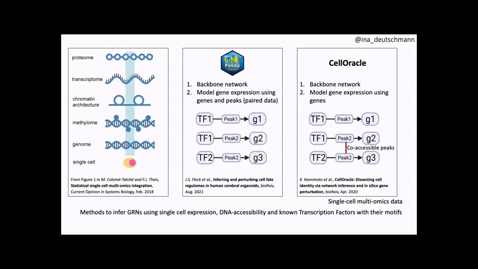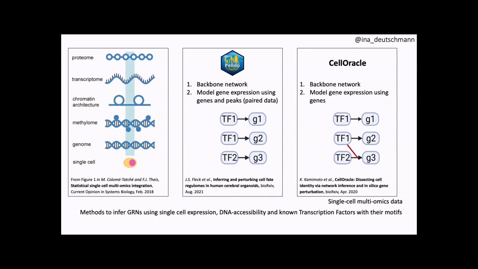Very briefly, the idea in both is to first have a backbone network, and then in a second step to model the gene expression using either single-cell transcription data or single-cell transcription data together with DNA accessibility data. In both cases, we obtain a gene regulatory network. And that gene regulatory network shows the predicted transcription factor gene regulations.